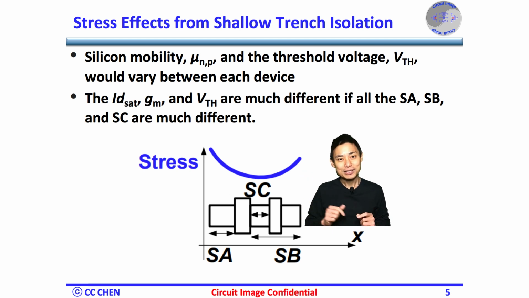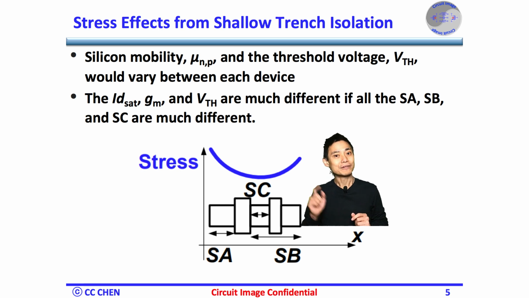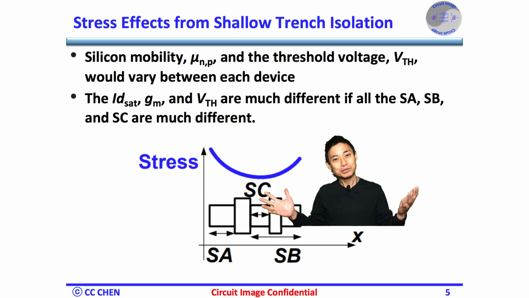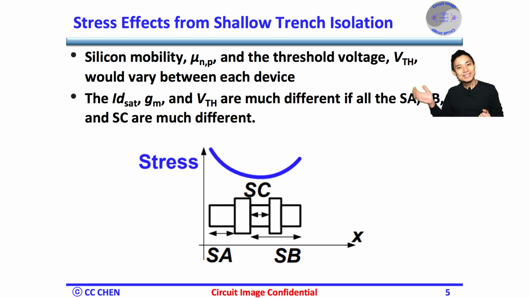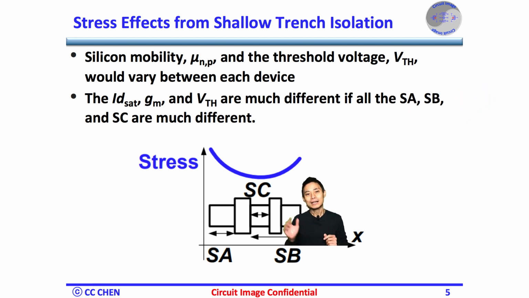Correct. In transistor fabrication, the shallow trench isolation may have a stress effect, which is due to the thermal expansion of materials. Therefore, the silicon mobility and the threshold voltage VTH will vary between each device. Hopefully, the stress can be modeled, and the foundry like TSMC has included in the SPICE model the parameters called SA, SB, and SC.